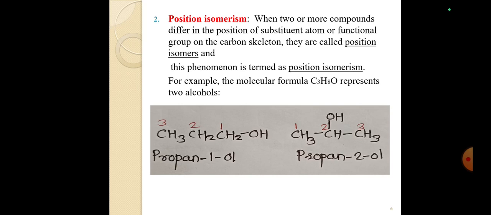Example: compounds which have the same molecular formula but different carbon skeleton, C3H8O. Other than this example, you can also take any functional group or any other molecular formula which can represent two isomers. So in the first structure, 1-propanol, or you can write propan-1-ol, the hydroxy group or alcoholic functional group is attached on the first carbon atom. And in the second example you can see the OH group, that is the alcoholic group, is attached on the second carbon atom. So the name is 2-propanol or propan-2-ol.